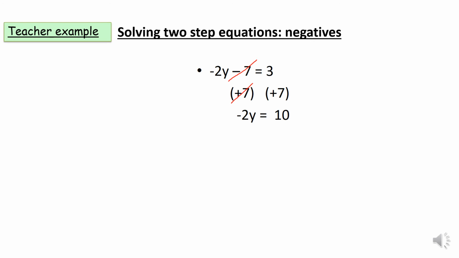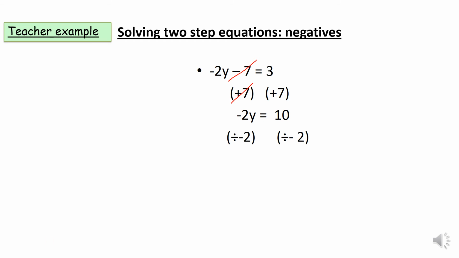Now we need to get rid of the family. What is the family doing to y? That's correct. It's timesing. So it's -2 times y. How can we get rid of -2 times? Yes, that's correct. We do -2 divide. So divide by -2. That's what we do.